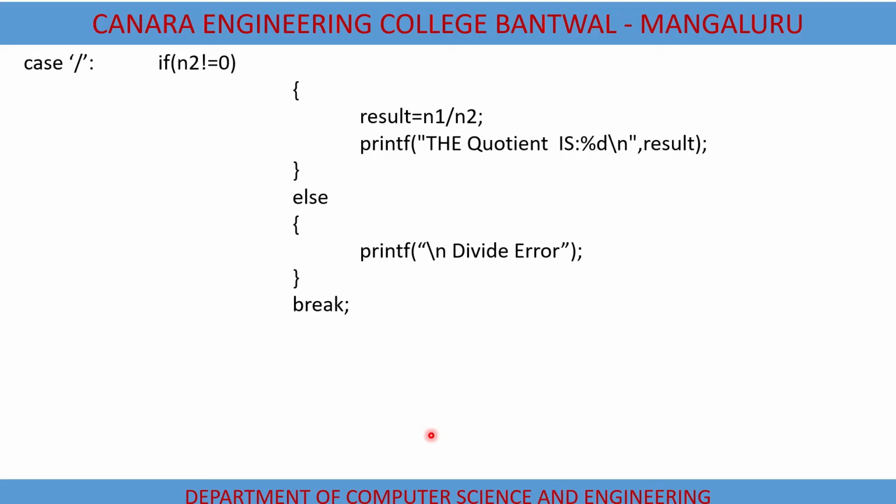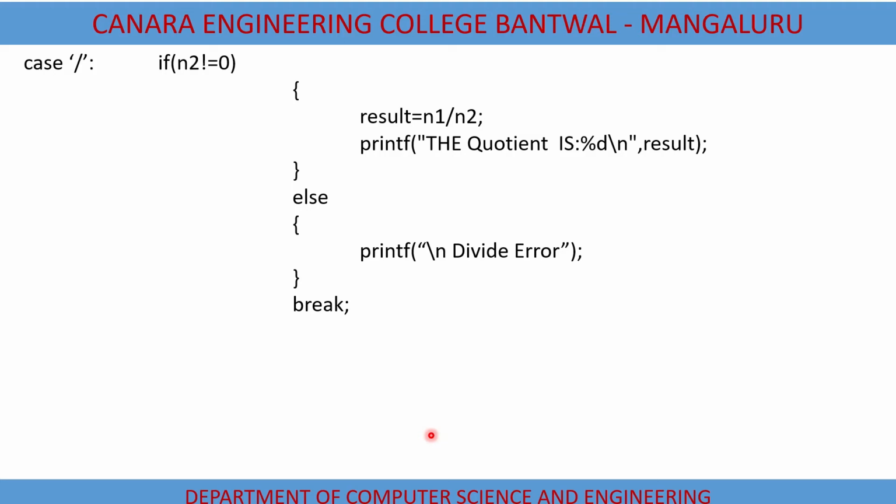So we are using an if condition to check whether the second operand is 0. If the second operand is 0, then we are not performing the task, we are just giving a message and stopping the process. So here we are checking if n2 not equal to 0. If it is not equal to 0, then only we are performing the result, that is, result is equal to n1 by n2, and we are printing the quotient. Okay, then we are breaking again as usual.